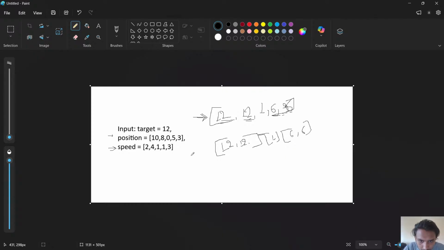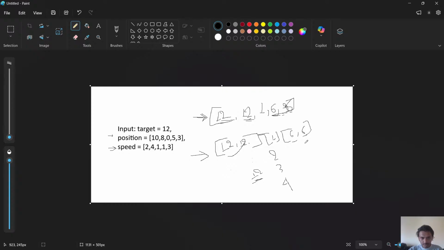Then again we keep on iterating till we go to 12. This one has already reached 12, so we'll move on to this one. So this will be 2, then 3, then 4. At last it will become 12. So for this fleet it will take almost 11 more iterations to reach the target.